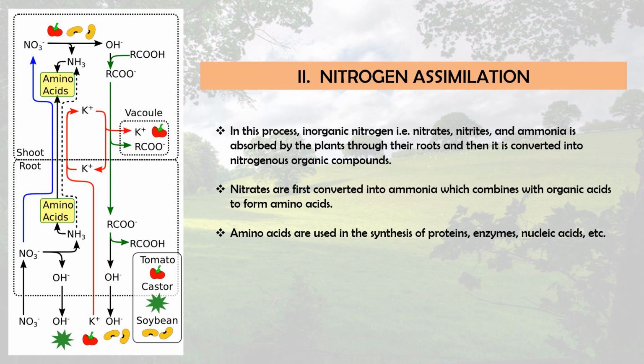The next process is nitrogen assimilation. In this process, the inorganic nitrogen, that is nitrates or nitrites and ammonia, is absorbed by the plants through their roots and then is converted into nitrogenous organic compounds. So these nitrates are first converted into ammonia, which combines with other organic acids to form amino acids. And the amino acids which are formed are used in the synthesis of proteins, enzymes, nucleic acids, etc.